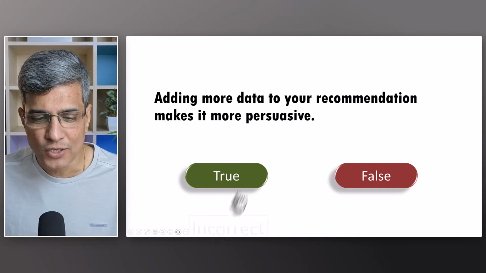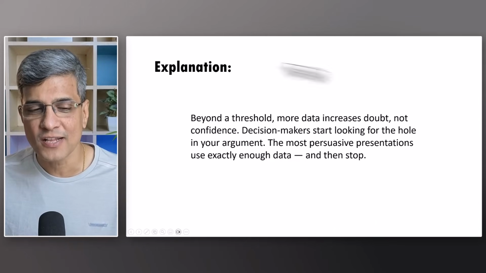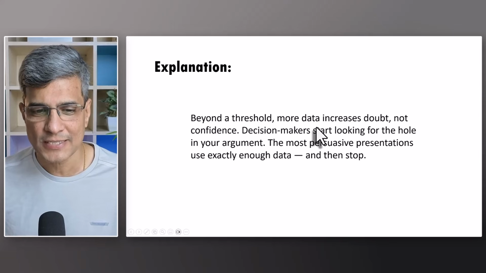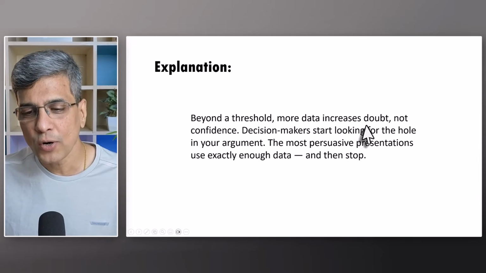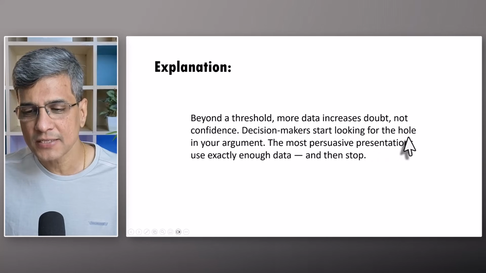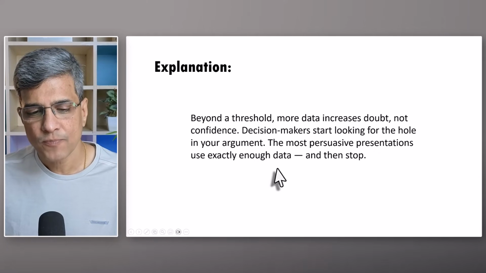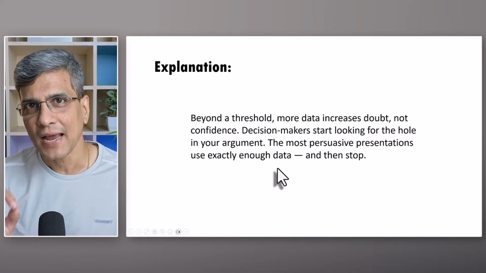So when you click on true, it shows it as incorrect. And when you click on false, you get the real explanation, which is beyond a threshold, more data increases doubt, not confidence. Decision makers start looking for the hole in your argument. The most persuasive presentations use exactly enough data and then stop.